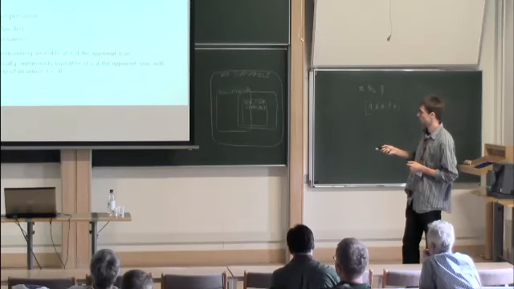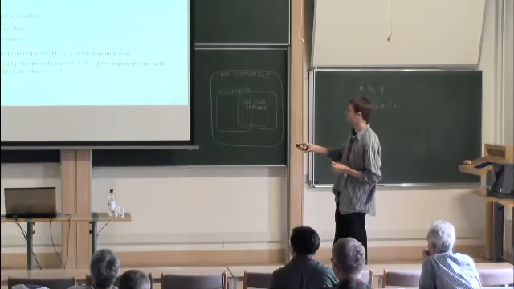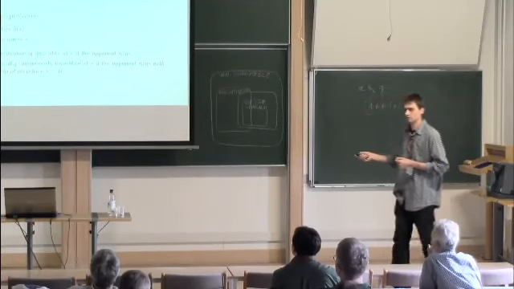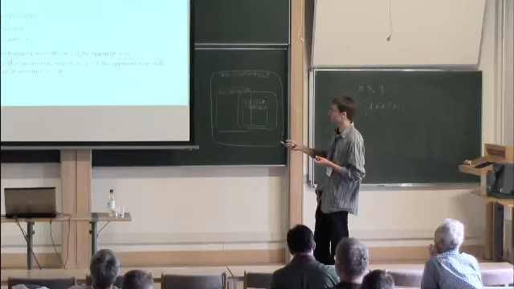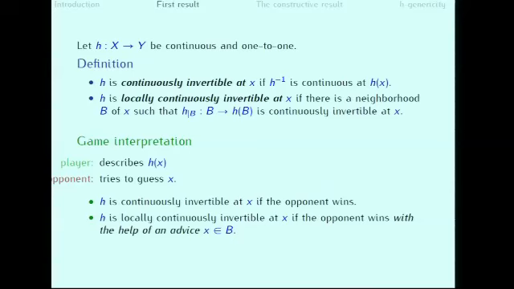So it's actually very easy to understand. You can imagine a game where the player describes h of x, so he enumerates the neighborhoods of h of x, and the opponent tries to find x. And h is continuously invertible at x if the opponent can describe x knowing h of x. And h is locally continuously invertible at x if the opponent wins given an advice that x is in some basic open set.